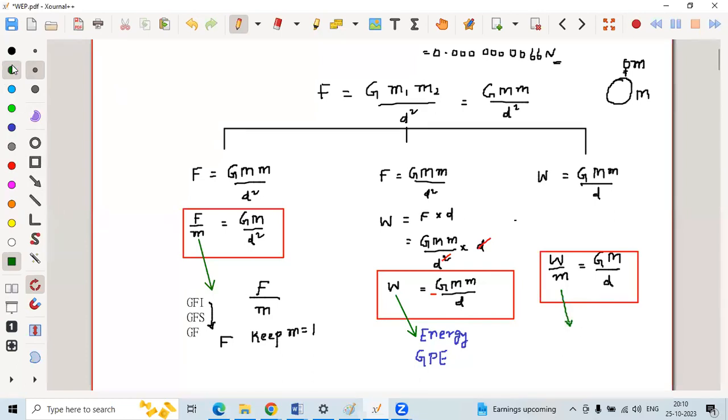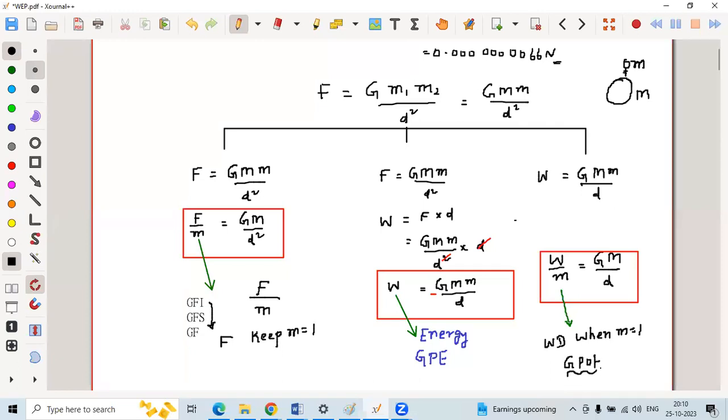Shall we see what that is? What is written? Work done when m is equal to 1. This is the definition. I like this definition only. Work done when? When m is equal to 1. Do you know what that means? On 1 kg mass, how much work are you doing? That is called work done per unit mass. Do you know its name? Gravitational potential. That's all.